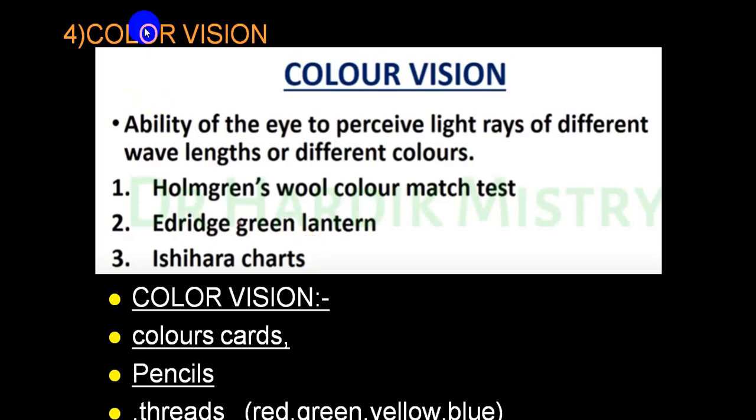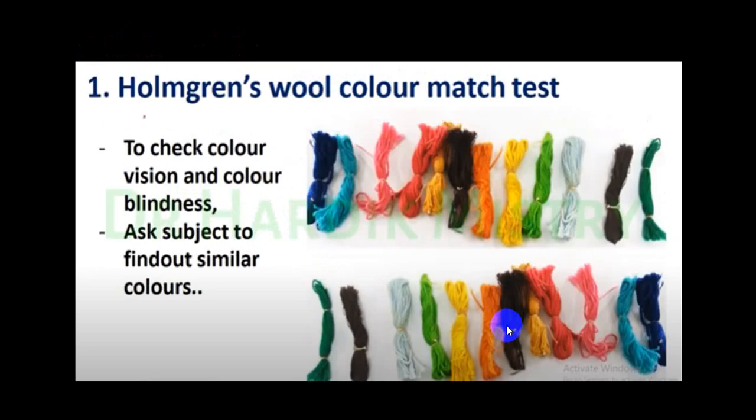And then we go for color vision. In color vision, you can use color cards, pencil, threads, etc. Or you can use Holmgren's wool, color match, then different lanterns and Ishihara charts. Mainly Ishihara charts is the most common which is being utilized nowadays. This is Holmgren wool which you can utilize, and the person is supposed to identify the color, but color identification will be better in females rather than males. Some of the males also will be capable of it, but this is a rough technique.